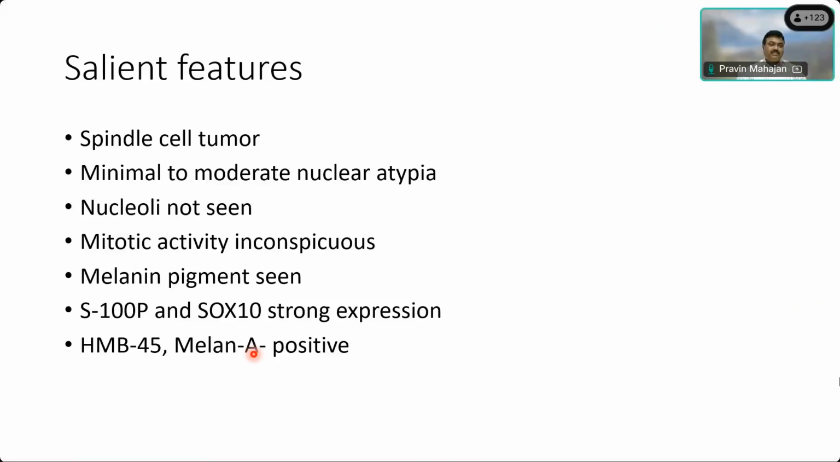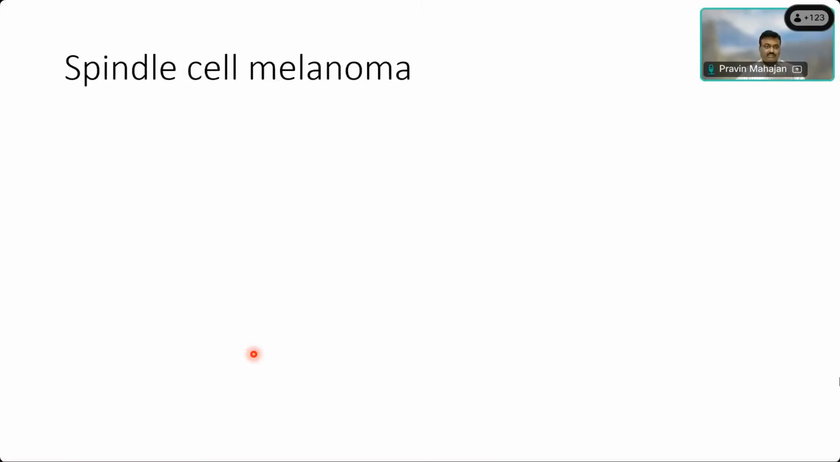So if I had to enumerate the features I saw, it was a spindle cell tumor, with minimal to moderate nuclear atypia, nuclear pleomorphism not seen, and mitotic activity was also inconspicuous, but melanin pigment was seen. What was very conspicuous was S100 and SOX10 strong positivity along with HMB45 and Melan-A positivity. So I made the diagnosis that this is a spindle cell melanoma.